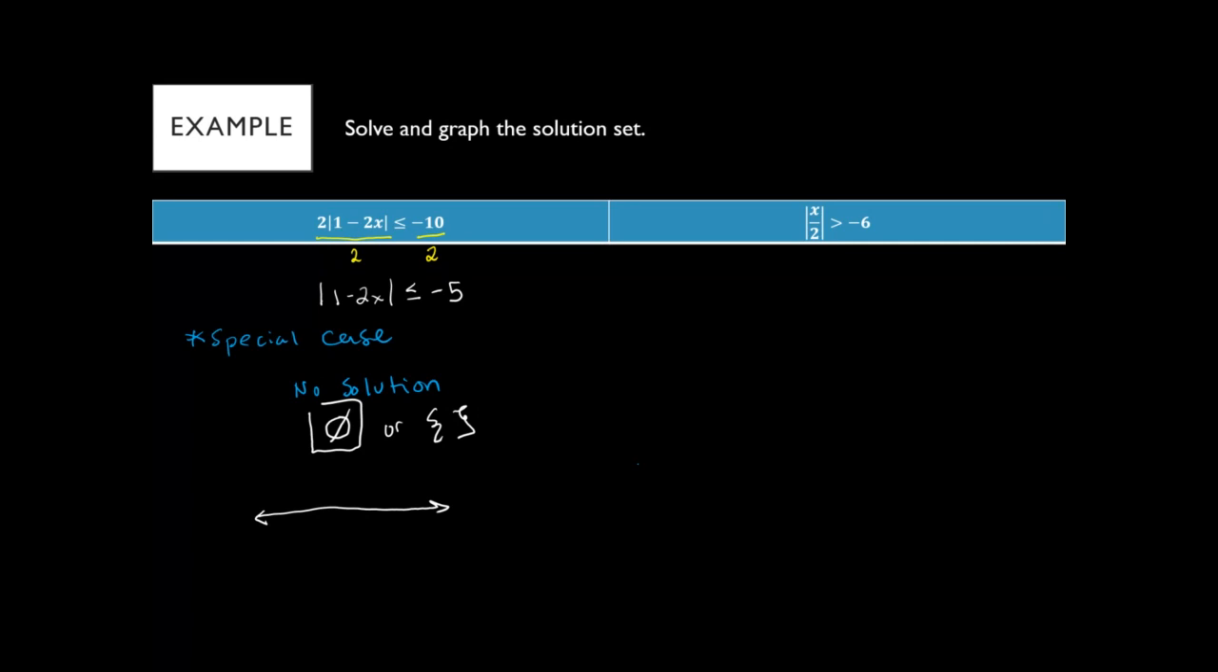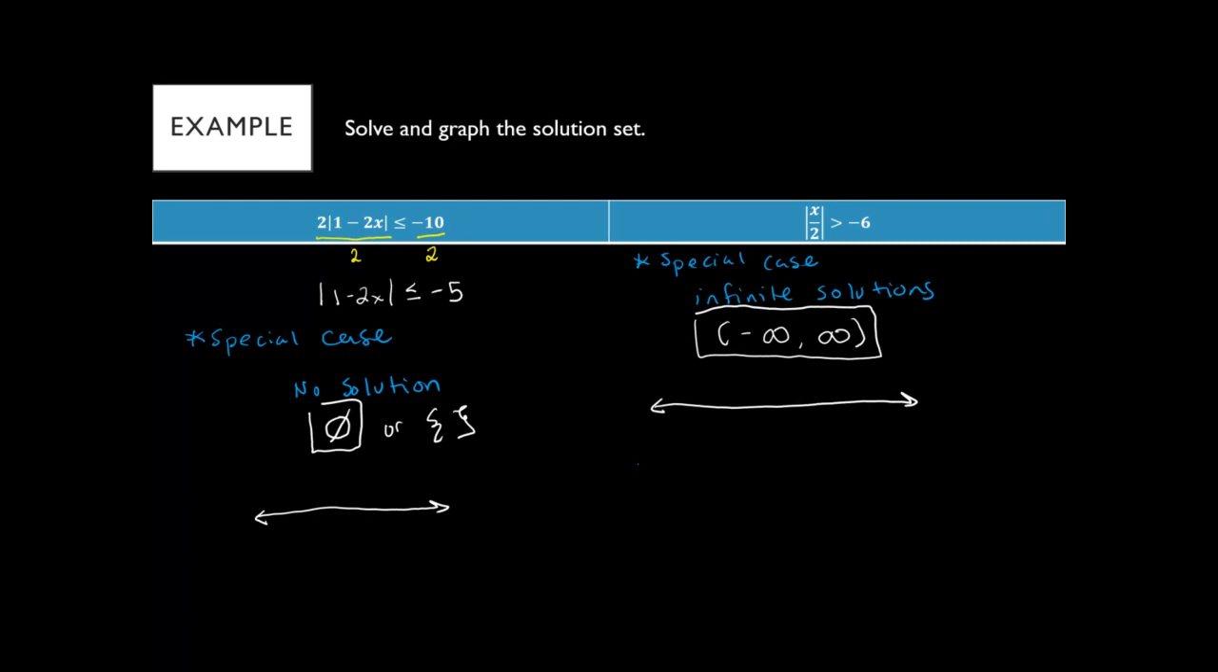Now on the right, we have the absolute value by itself, but it's greater than -6. This is another special case, but this is one where we have infinite solutions because it will always be greater than -6. So it's sort of the opposite of the one on the left. So this is another special case where we have infinite solutions. So when we write our solution, we're going to use interval notation, and we write from -infinity to +infinity. And when you have the number line, the whole thing is colored in. So it's like the complete opposite of the example to the left.